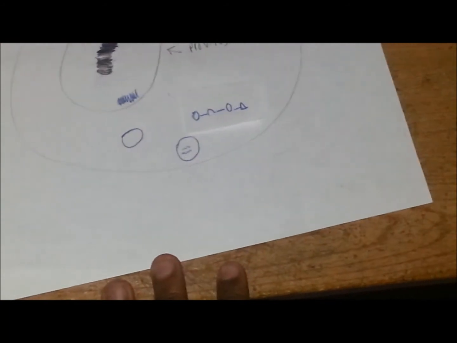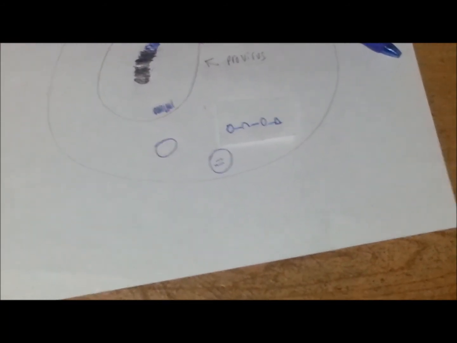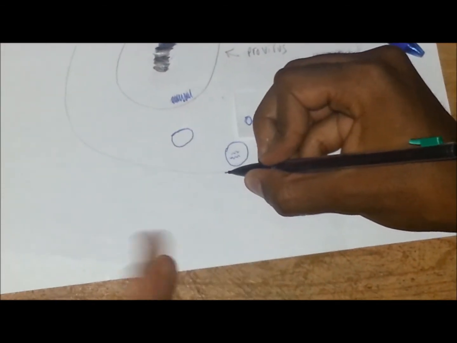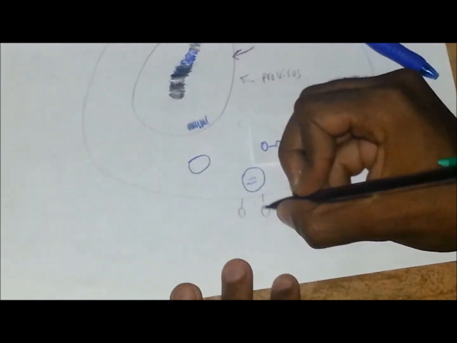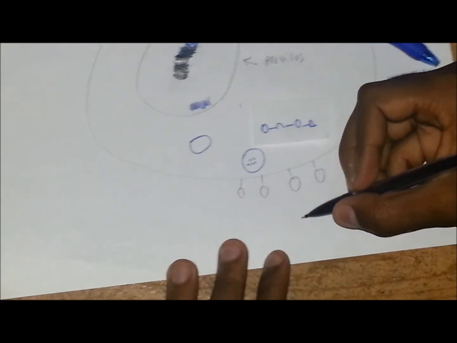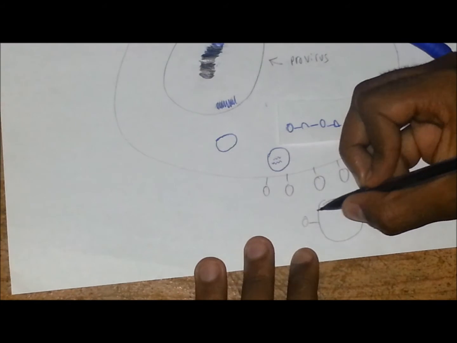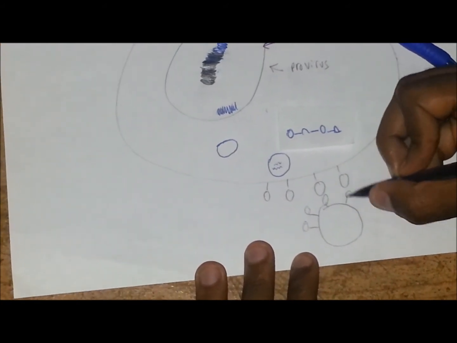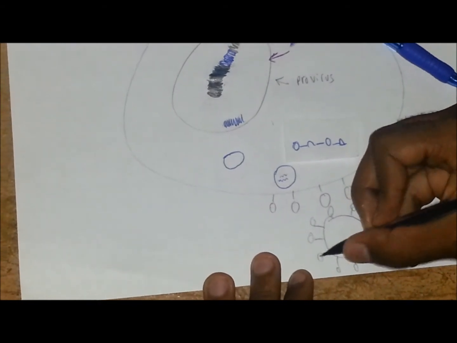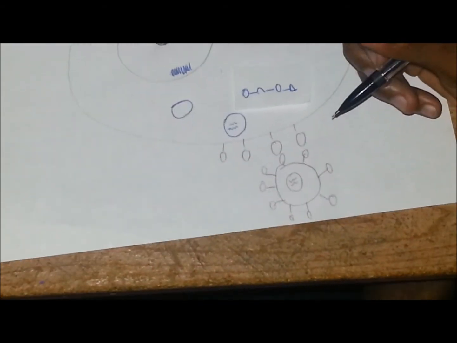Lastly is the budding step. The virus will use the envelope from the host cell to create its own capsule. So it'll steal this and get the glycoproteins from it. And then the cycle starts all over again.